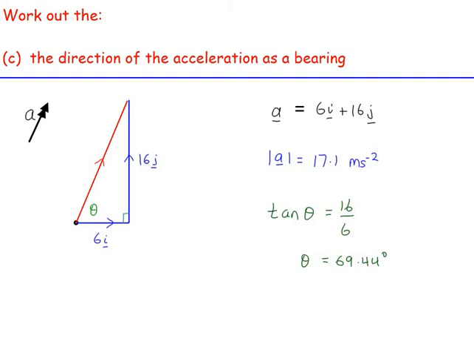Part c, we want the direction of the acceleration as a bearing. So this is the vector for acceleration, and here's the magnitude. We've calculated this already. And then from the diagram here, right angle triangle, so we have angle theta here. So tan theta will be opposite over adjacent, 16 over 6. So theta is 69.44 degrees.